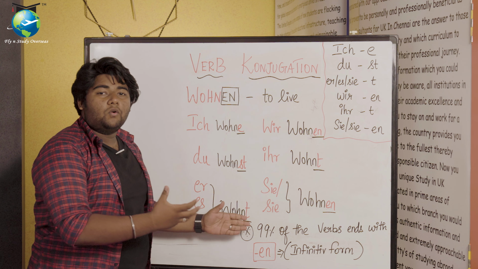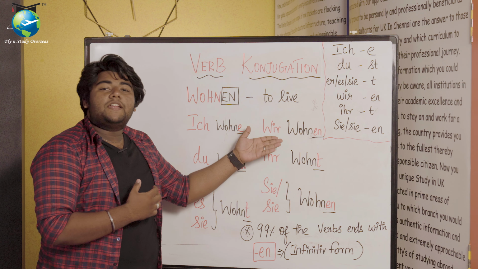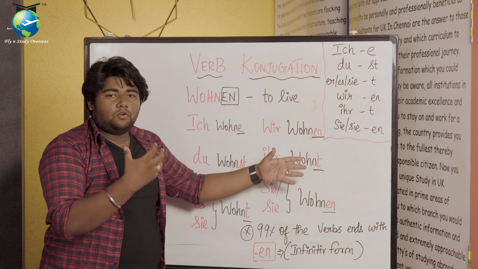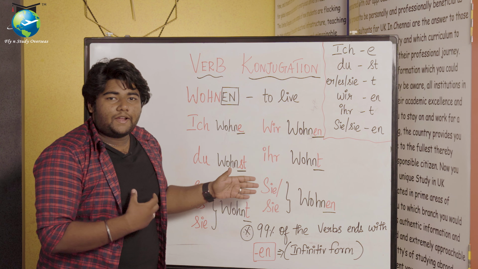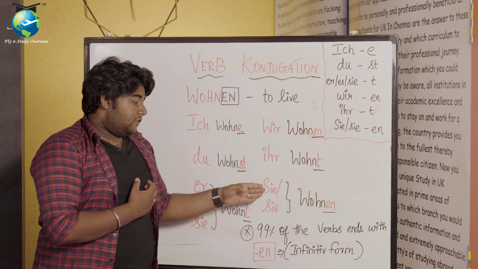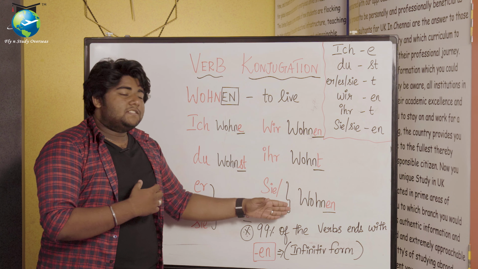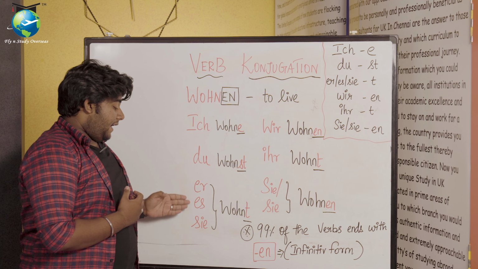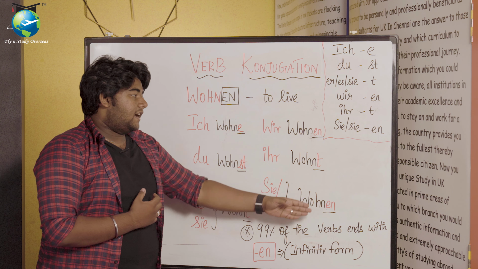And for wir, it is wohnen. For ihr, it's wohnt. As I told you before, the er/sie/es form and the ihr form will be the same, right? So that's why it is ihr wohnt. Then for sie and Sie, which is they and formal you, it is wohnen. See, the er/sie/es and ihr forms are the same here, and the wir form and these two sie forms are the same.